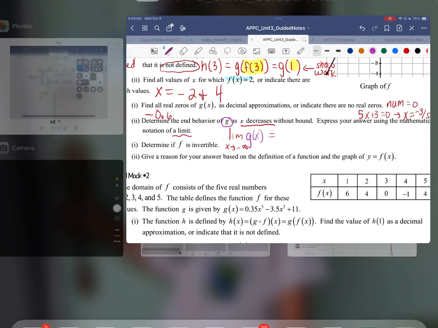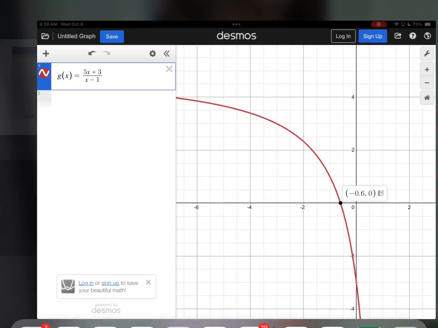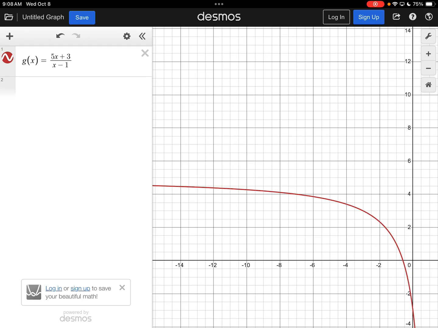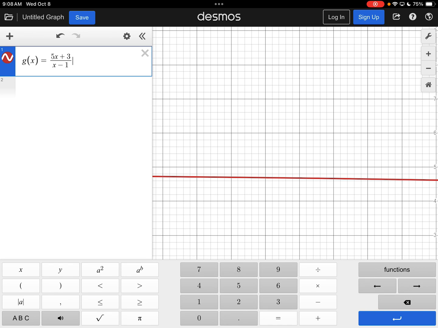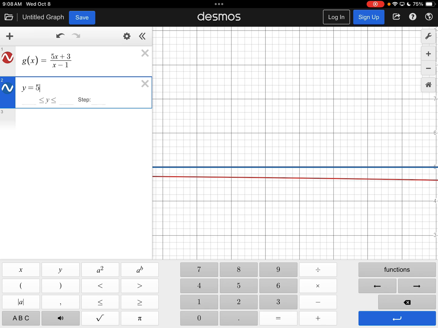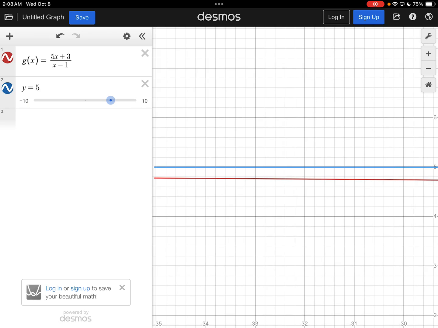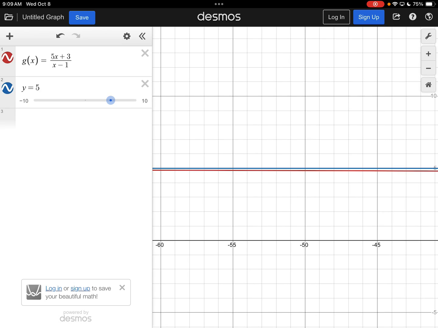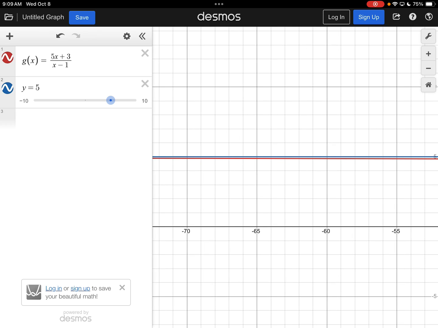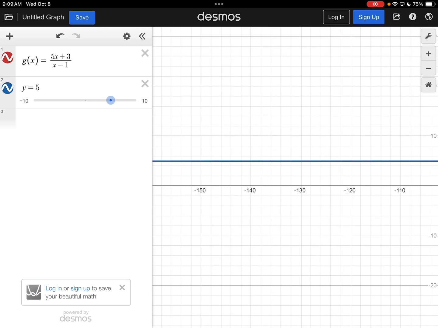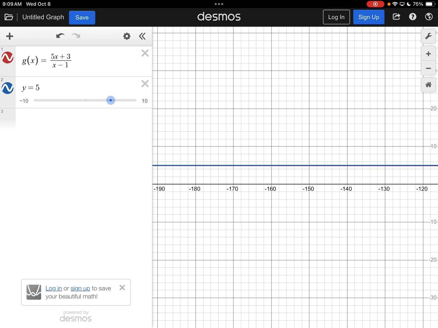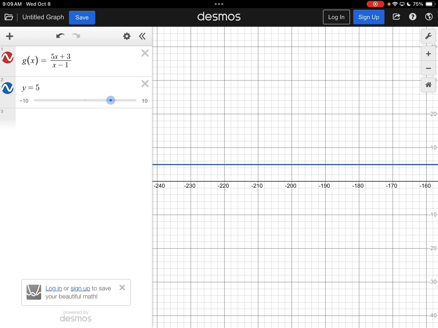You can look at the graph or look at the equation. As we decrease without bound, if you think about where it's going, I could even put a little graph on there. As it's decreasing without bound, you see how it's approaching y equals 5 forever and ever, and it's never ever going to cross it. So it's always going to get closer and closer to being 5.